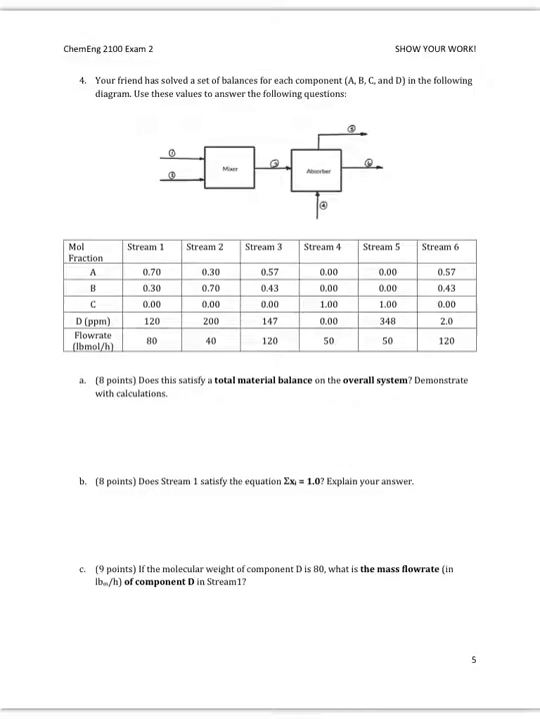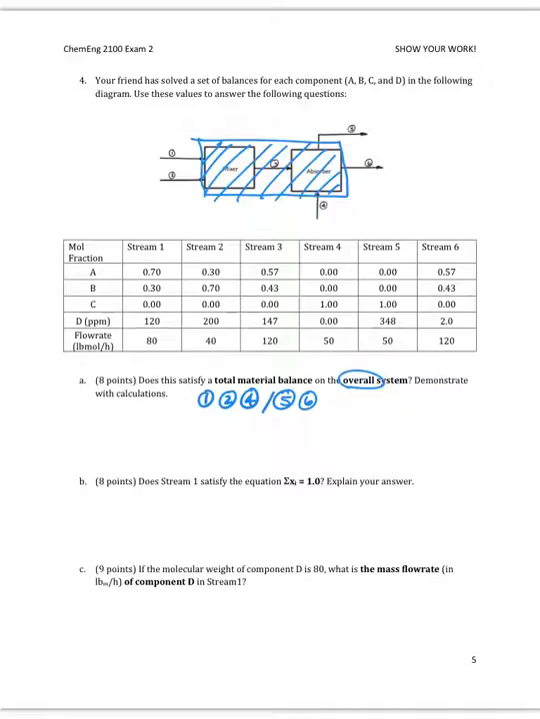So I asked you whether this satisfies a total material balance on the overall system. So the overall system, first of all, is this whole thing. So it's as if I'm ignoring that those are 2 separate pieces of equipment there. And so what I have is streams 1, 2, and 4 coming in, and streams 5 and 6 coming out.